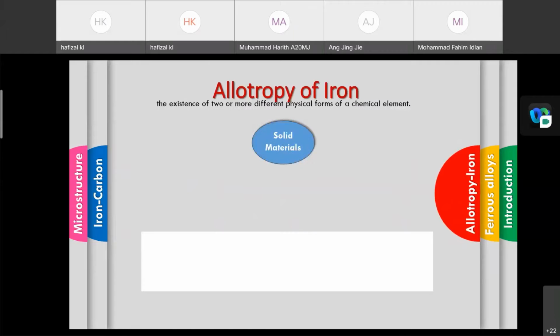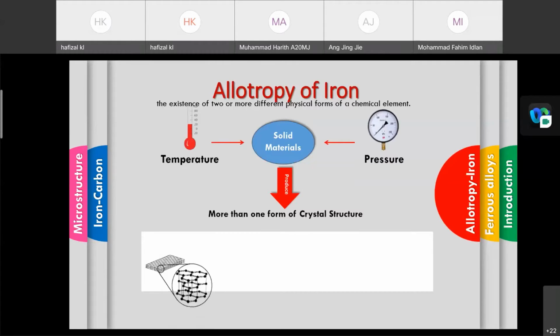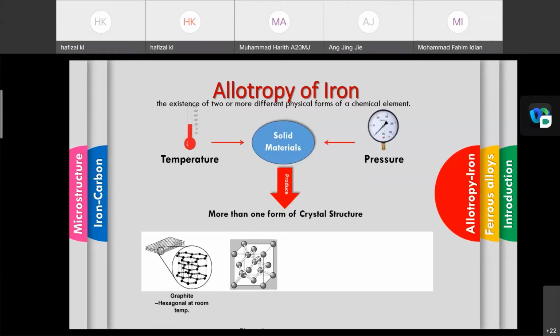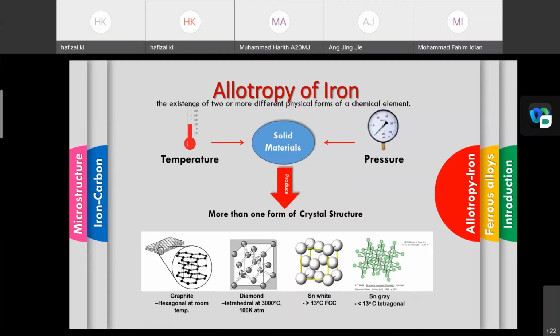Okay, so we will go for the related information of the iron. So the iron basically has allotropy. The allotropy, if we learn about it from chemistry, is the same element but with a different atomic structure. Okay, so let's say if we look at the different forms of the carbon.